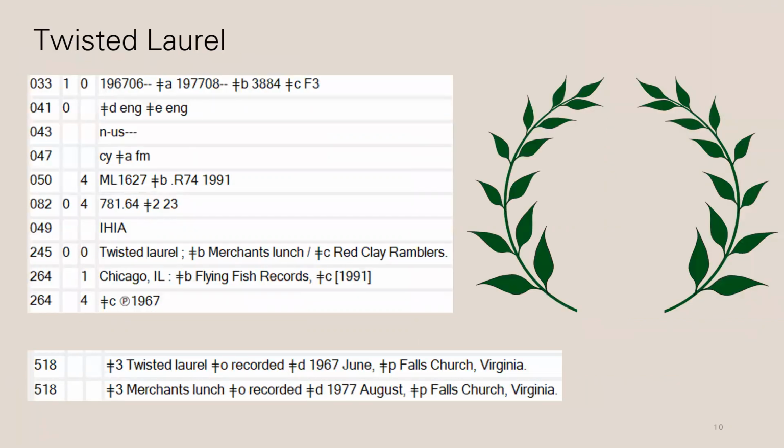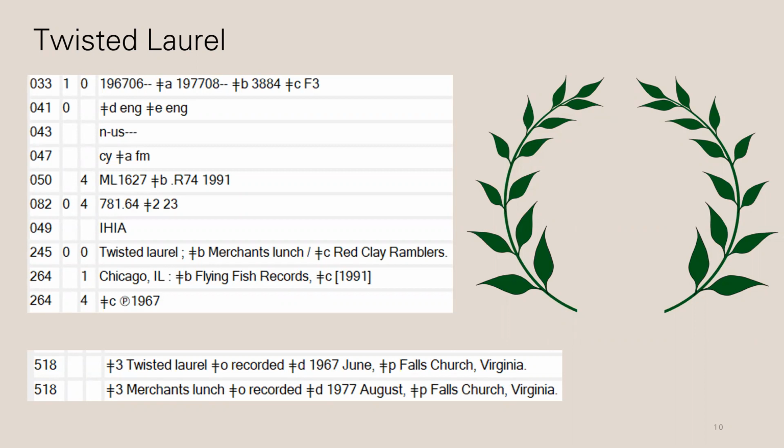This is Twisted Laurel, OCLC number 274173666. It's another record that I enhanced during a database cleanup project, and it is an audio CD. For this record, MARC field 033 has 1 as the first indicator, multiple single dates, which are 196706 or June 1967, and 197708 or August 1977. Because both dates are only 6 digits long, there are 2 dashes at the end of each one.